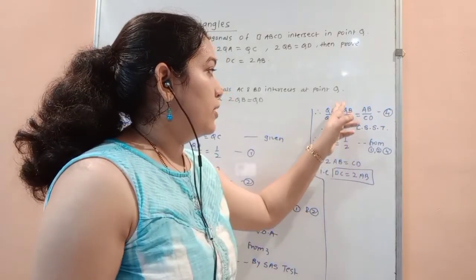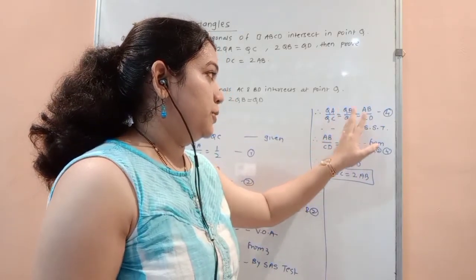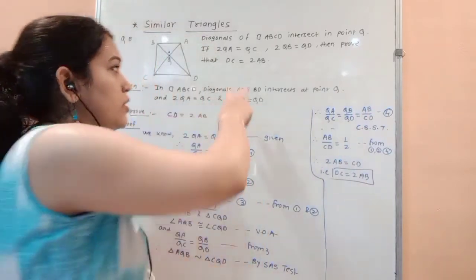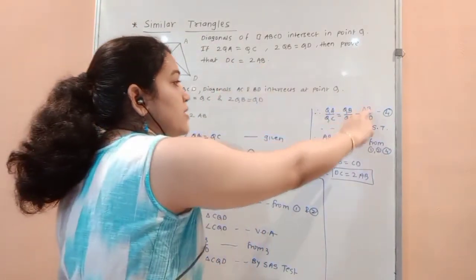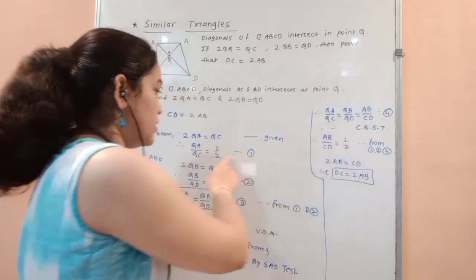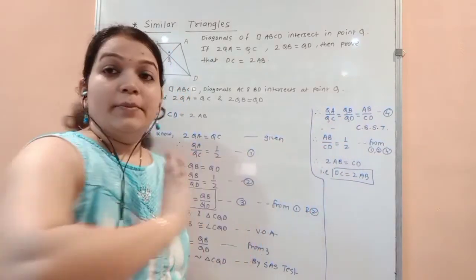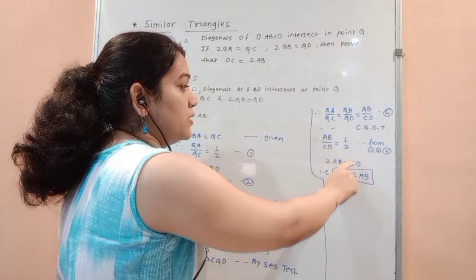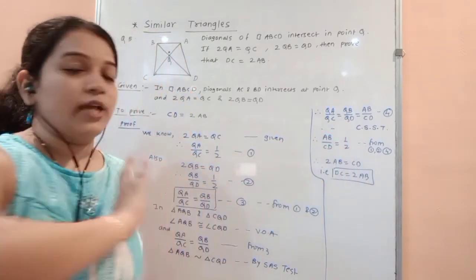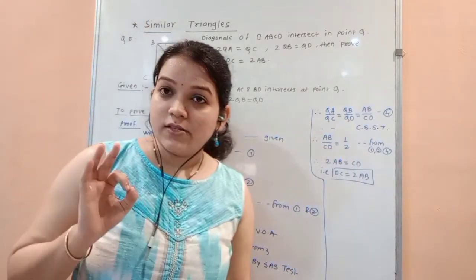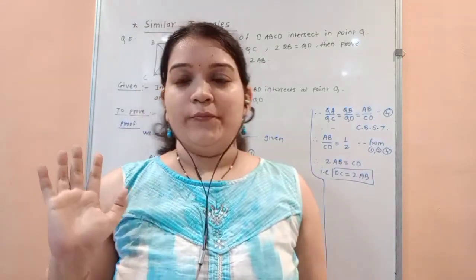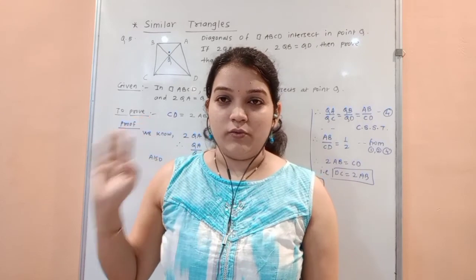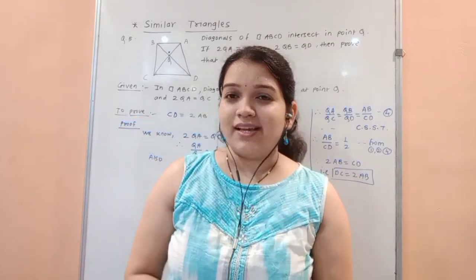So therefore you can write QA upon QC is equal to QB upon QD is equal to AB upon CD. Now what do you want? You want this ratio. So take this as AB upon CD is equal to 1 by 2 from these two previous equations. Therefore 2 times AB is equal to CD, that is DC is equal to 2 times AB. This is what you have to prove. Is this clear to you, students? So this is also a bit different question. Rest questions are very simple.